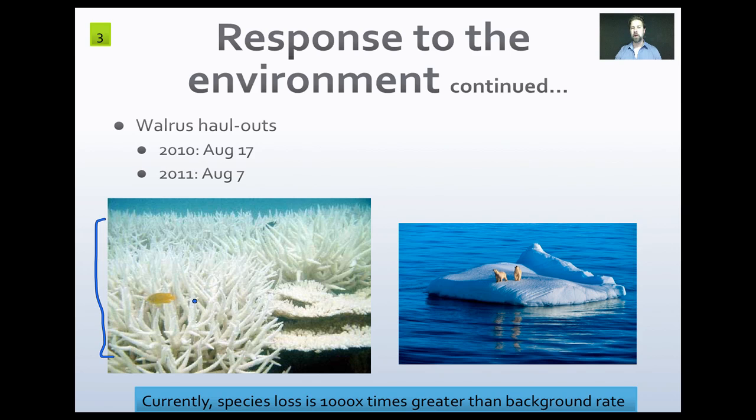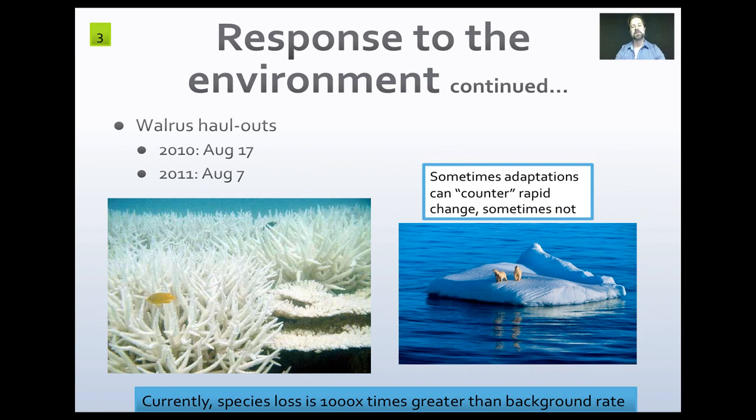What we're seeing with the environmental changes that are happening is that we're having a huge amount of species loss, greater than anything we've ever seen before. There is a natural background extinction rate to animals on this planet, but recently we've taken a look at it and we found that it is 1,000 times greater now than its background rate is, which means there's something very, very different going on in this world around us right now. Sometimes adaptations can counter rapid change, and sometimes not. If an animal has an inability to change to that environment changing, it may die or go extinct.